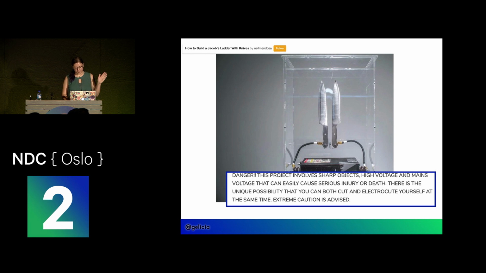And don't do something like this. This is a Jacob's ladder that someone built with knives. And this was probably my favorite hack-the-day project that I saw, because it involves sharp objects, high voltage, and mains voltage, with the unique possibility that you can both cut and electrocute yourself at the same time. Do not start with something like this. Start with something that is nice, and yeah, not like this.